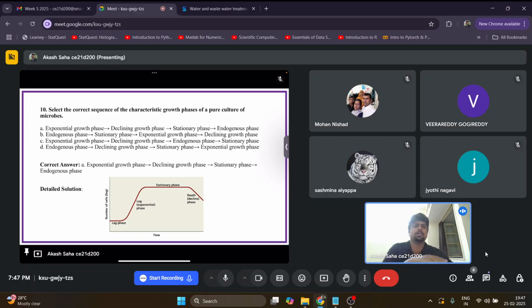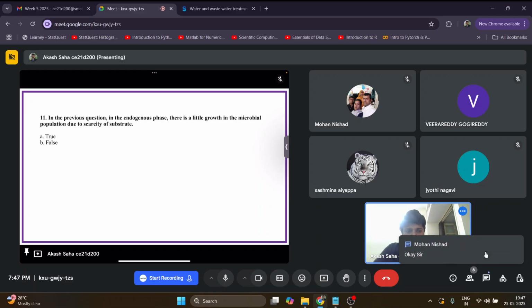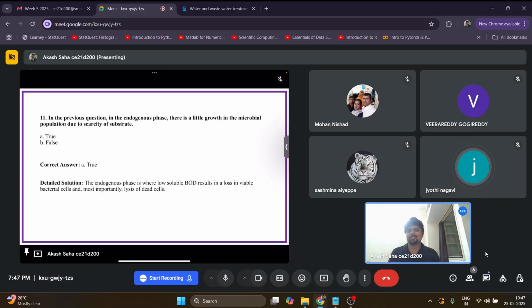If you go back to the previous class, we have a similar question where we discussed it. Now, in the previous question: in the endogenous phase, there is a little growth in the microbial population due to scarcity of substrate. Is it true or false? True. Just now we discussed, so it will be true. The endogenous phase is where low soluble BOD results in loss of viable bacterial cells and, most importantly, lysis of the dead cells. So that's what happens.